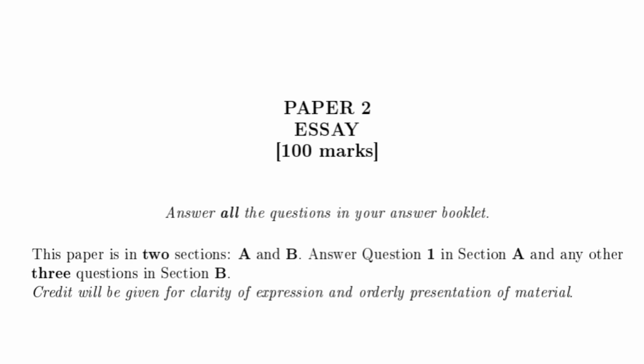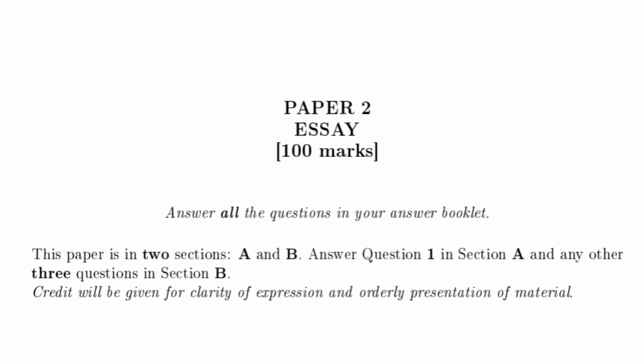But today we're going to review the 2026 BEC Integrated Science paper. So we have paper one and paper two. We're going to begin with paper two first. Paper two: answer all questions in your answer booklet. This paper is in two sections, A and B. Answer question one in section A, and the other three questions in section B.